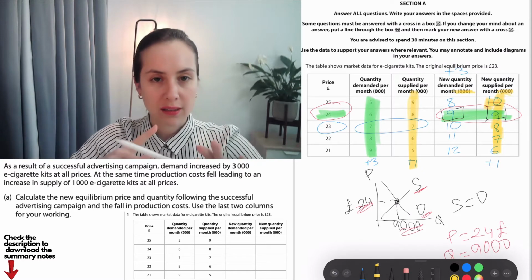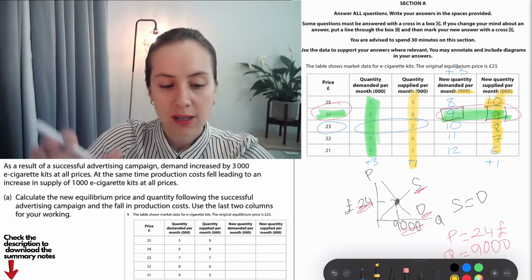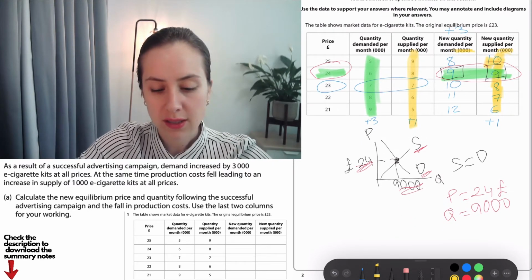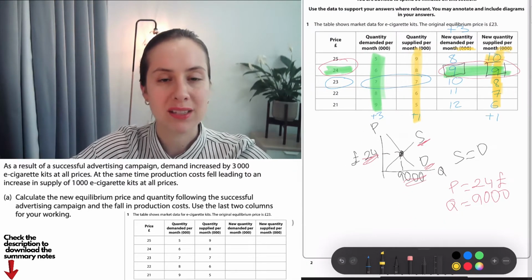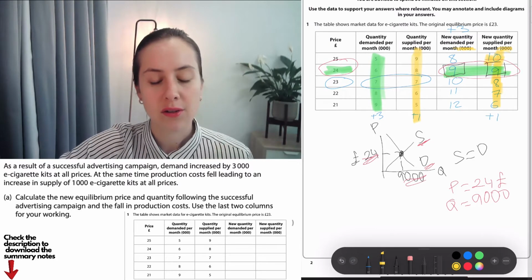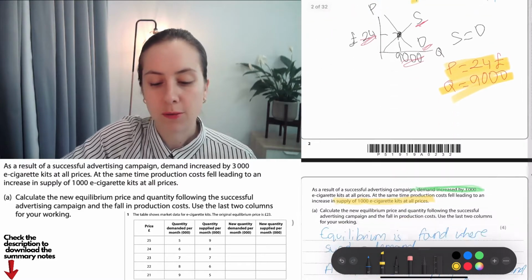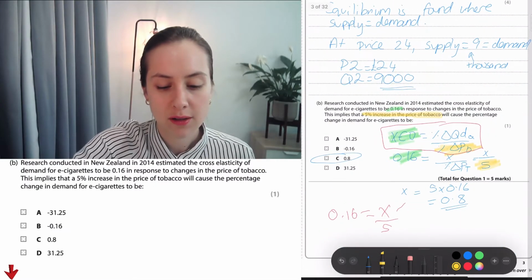Now I have supply and demand, and I set them equal to each other. That is equal at price 24. And the quantity corresponding to that equilibrium is 9, which means 9,000 units have been sold at price 24. So that's the equilibrium, price 24, and the quantity 9,000.